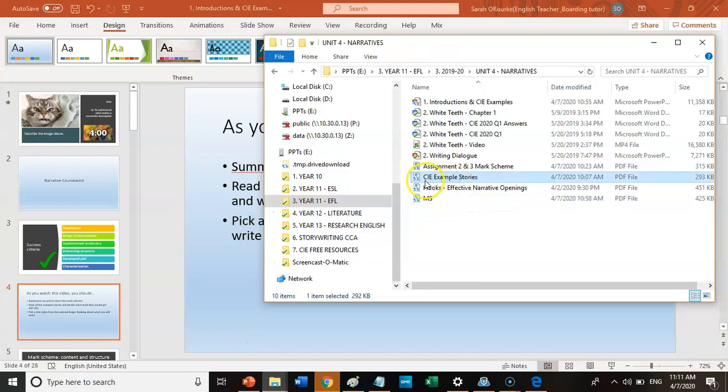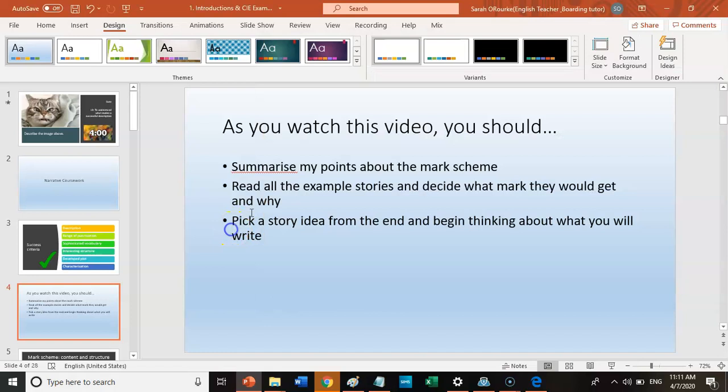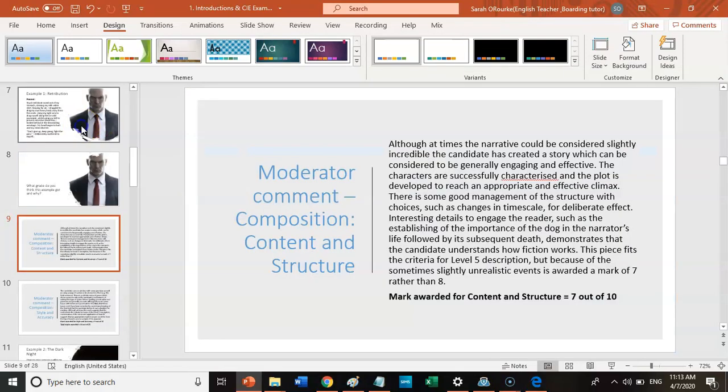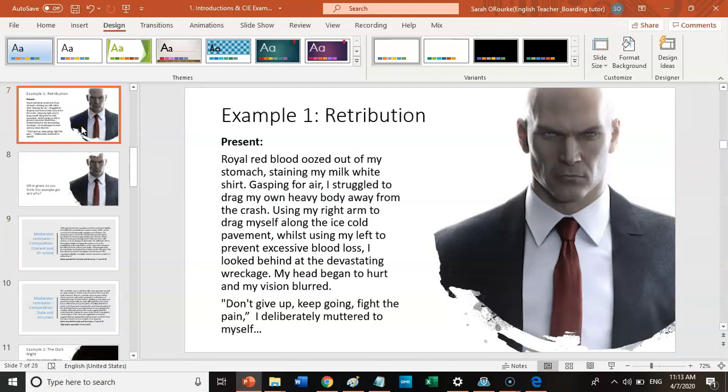So, I've given you guys this PDF, CIE example stories. I'd recommend that you pause the video now to read those stories, and then we'll go over it. So you need to read the stories and decide what mark they would get and why. So let's think about the story that was called Retribution.